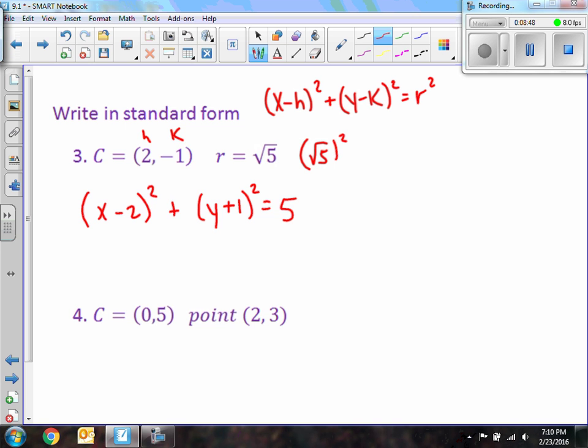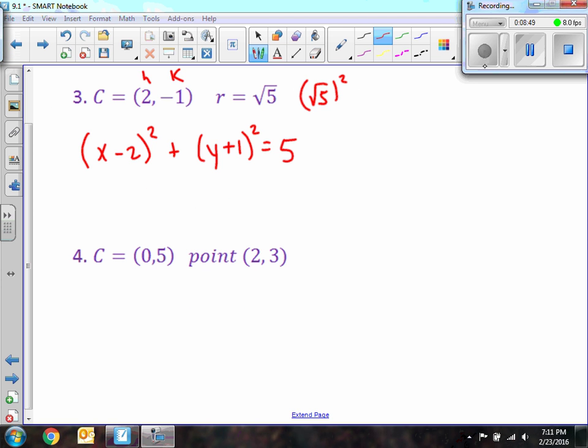Now, number 4 is a little bit trickier because we are given a center and we are given a point. So if we fill in what we know, we have x minus 0 quantity squared, which is simply x squared, plus y minus 5 quantity squared equals r squared.